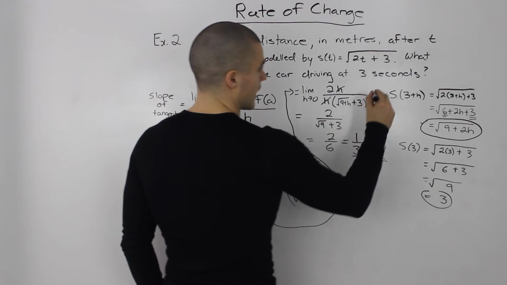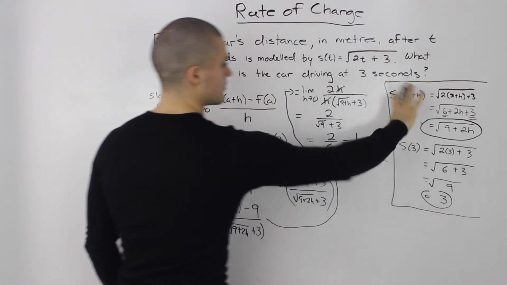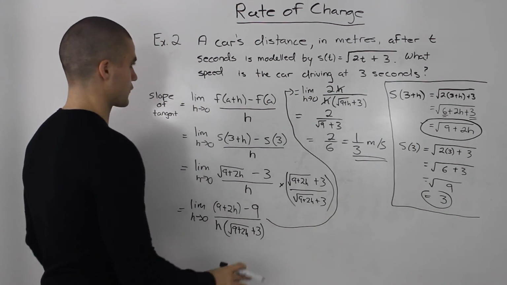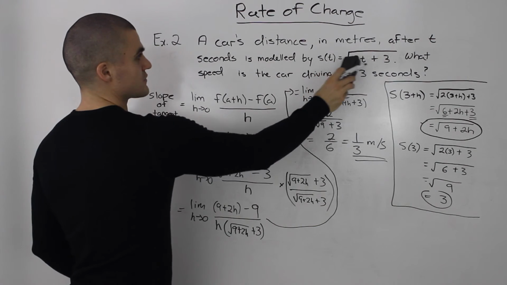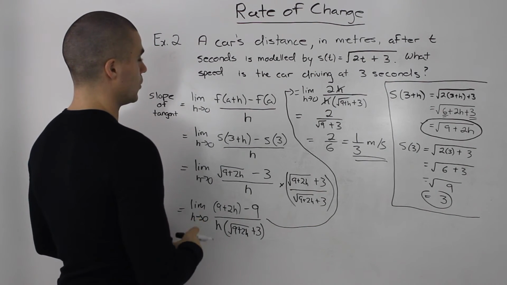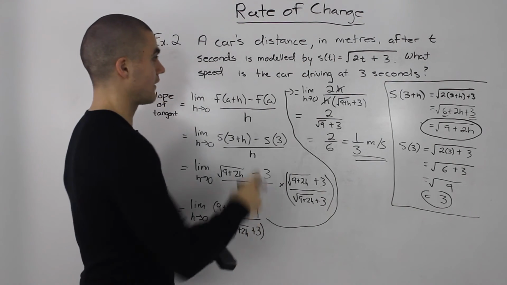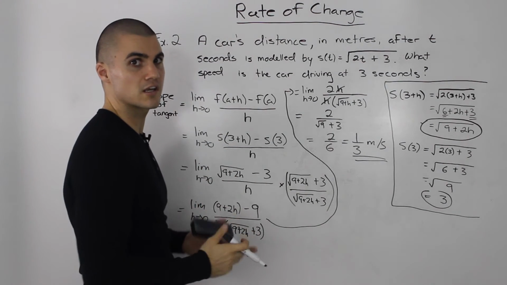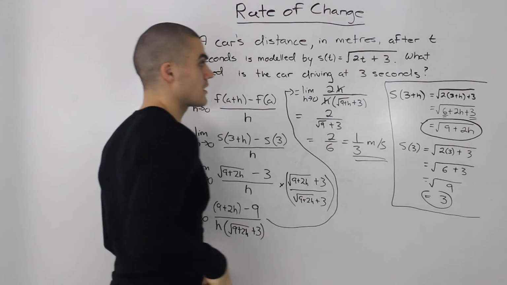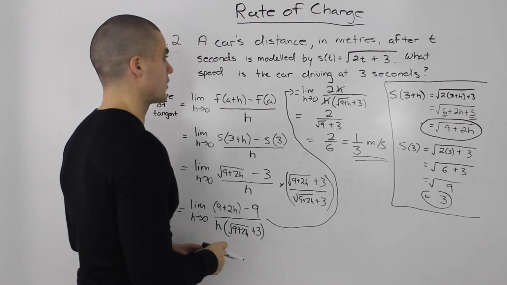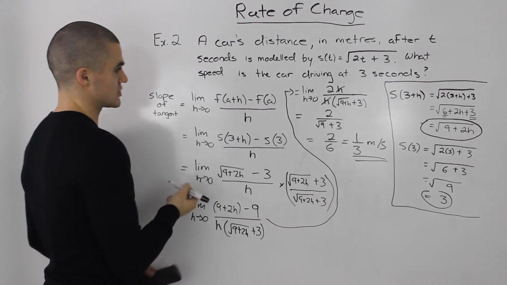Okay, so let's do a quick recap of what happened here. So this here was side work, so I'll put a box to differentiate that. So we have the distance of a car is modeled by this equation, and we want to know what's the speed of the car at 3 seconds. So since we're given a position and time graph, and they're asking for speed or velocity, we know that they're asking for the rate of change. And since they're asking for the rate of change at a specific point in time, they're asking for the instantaneous speed or the instantaneous velocity. So since we're dealing with instantaneous speed or velocity, we got to find the slope of the tangent.